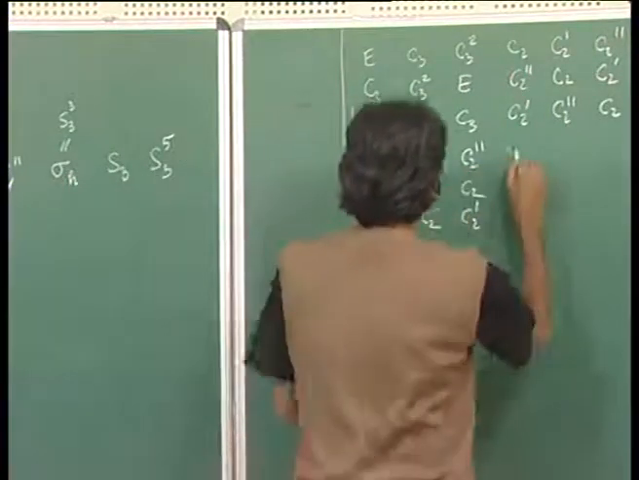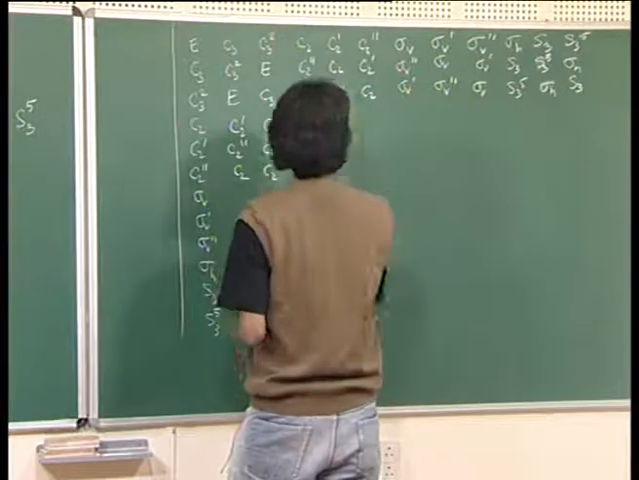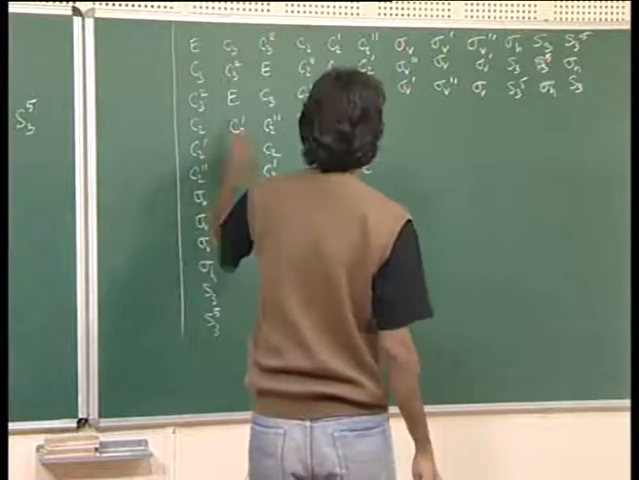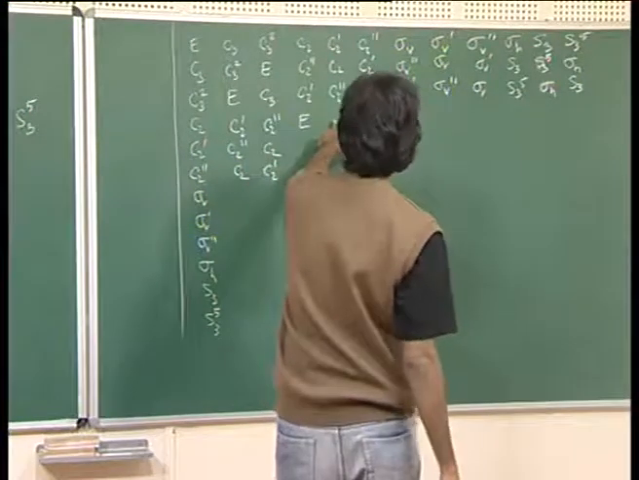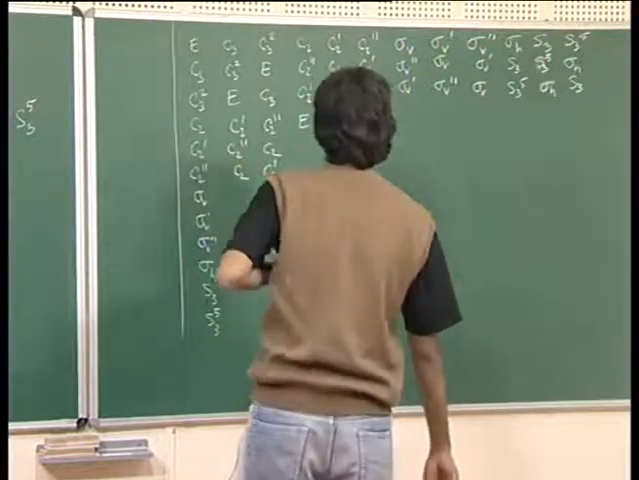And C2 times C2 is nothing but identity. C2 prime, C2 prime is identity. C2 double prime, C2 double prime is identity. What is C2 prime followed by C2?